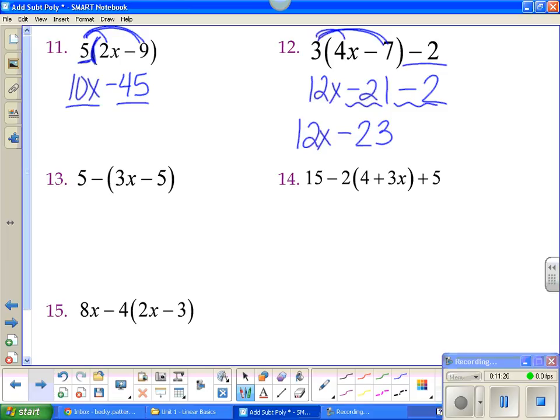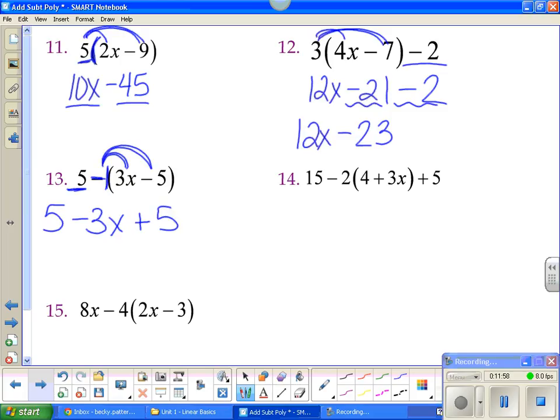Now on number 13, a lot of students look at this and they say, oh, I'm going to distribute the 5. But that 5 is not butted up against those parentheses. That's not what we are distributing. We are distributing this negative. And if you want to put a 1 right there, you can if it helps. But this 5 is just hanging out. And I distribute my negative 1. So negative 1 times 3x gives me a negative 3x. And a negative 1 times a negative 5 gives me a positive 5.